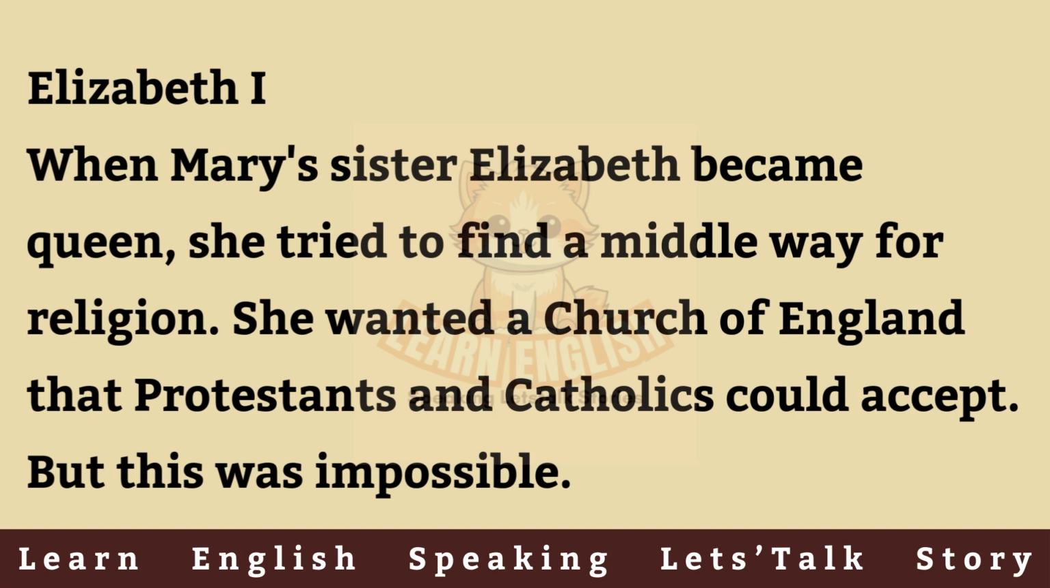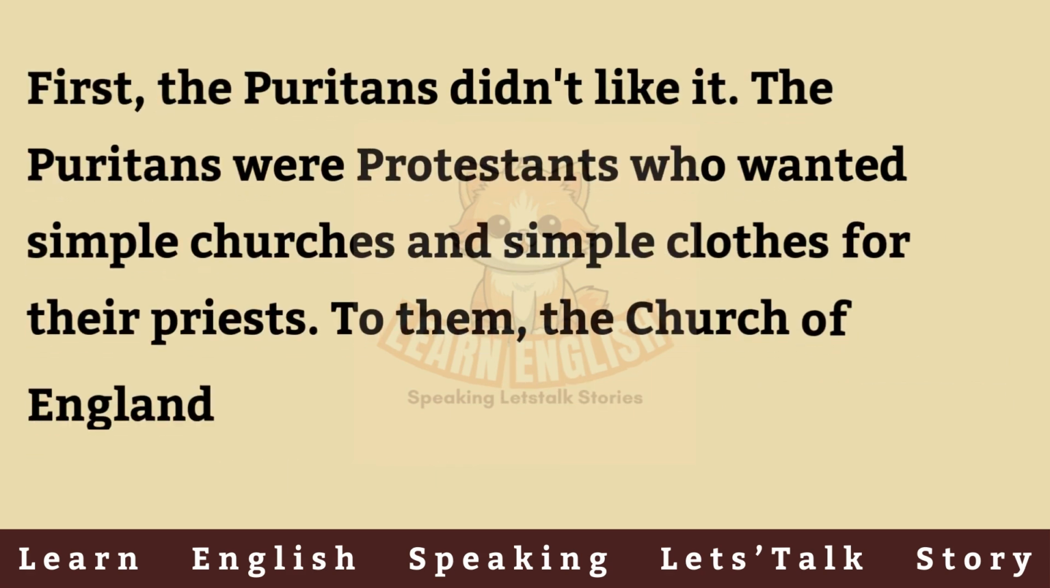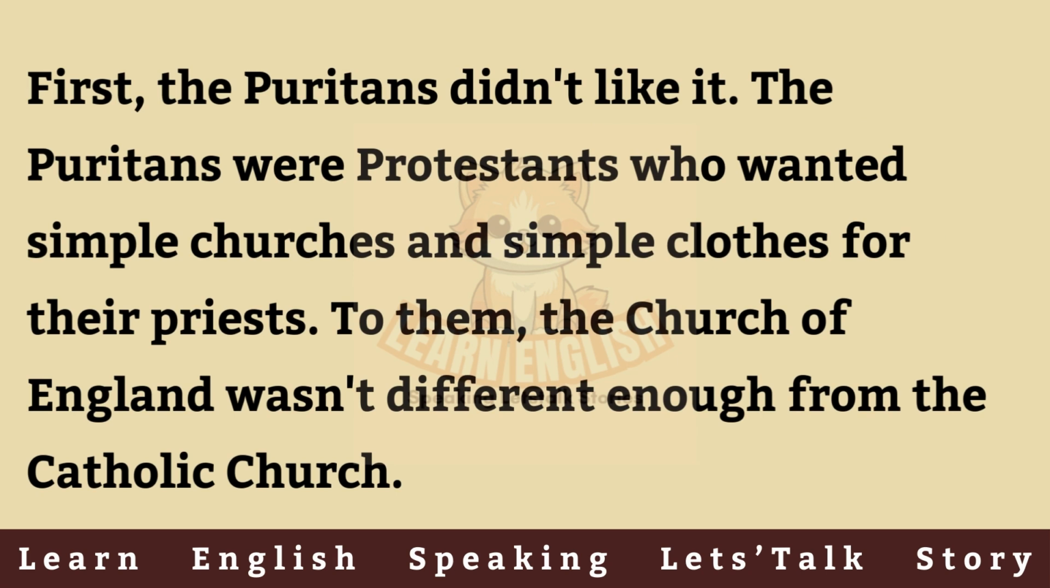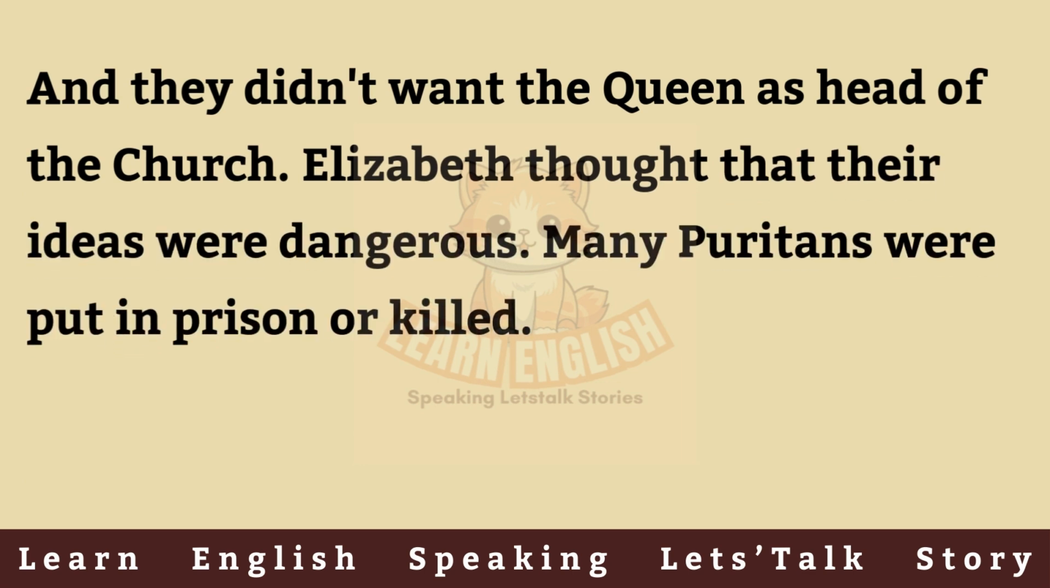When Mary's sister Elizabeth became queen, she tried to find a middle way for religion. She wanted a Church of England that Protestants and Catholics could accept, but this was impossible. First, the Puritans didn't like it. The Puritans were Protestants who wanted simple churches and simple clothes for their priests. To them, the Church of England wasn't different enough from the Catholic Church, and they didn't want the Queen as head of the Church. Elizabeth thought that their ideas were dangerous. Many Puritans were put in prison or killed.